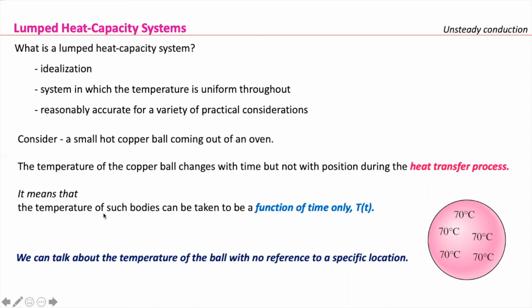That means the temperature of a lumped heat capacity body can be taken as a function of time only. So we can talk about the temperature of the ball with no reference to a specific location, just with respect to time, right? At time zero, when it was inside the oven, every single part of the copper ball was at 100. The edge, the center, the middle, every single part. When you take it out of the oven after 3-5 minutes, every single part is going to be at 70 Celsius. Okay, that's the idealization. That is the simplification, right? So only as a function of time, not position.